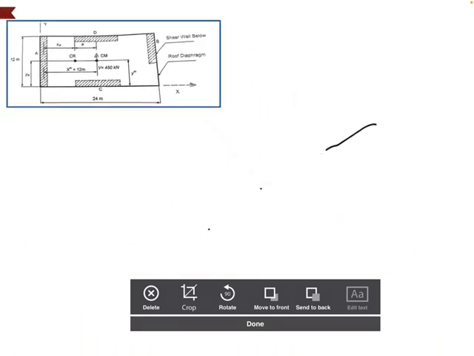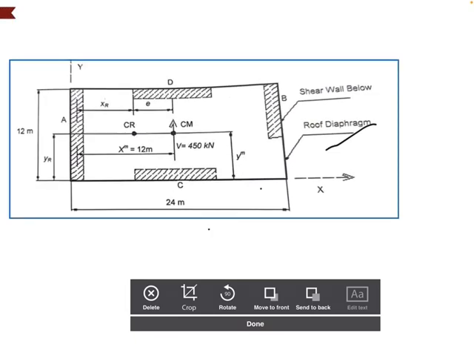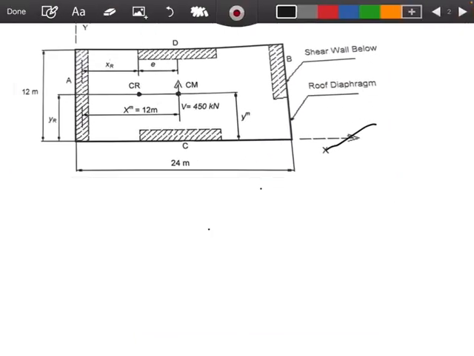Lagay natin dyan para mas madali nating ma-view. Okay? So, yung first nating required is the eccentricity and rigidity properties. So, kunin natin yung ibig sabihin nito, kunin natin yung center of rigidity, di ba? I-check natin kasi kung meron tayong torsion presence.